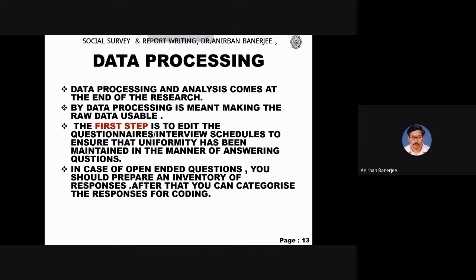Now we come to the data processing and data analysis. This comes at the end of the research. By data processing, we mean making the raw data usable. The first step is to edit the questionnaires or interview schedules to ensure that uniformity has been maintained in the manner of asking questions. In case of open-ended questions, you should prepare an inventory of responses. After that, you can categorize the responses for coding.